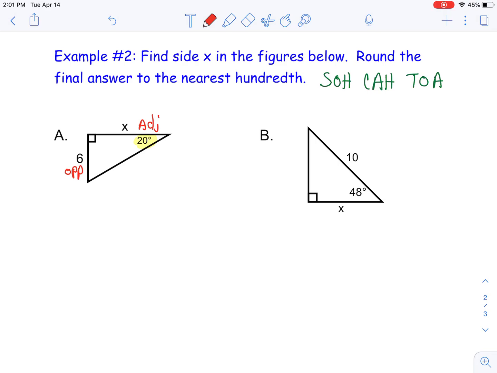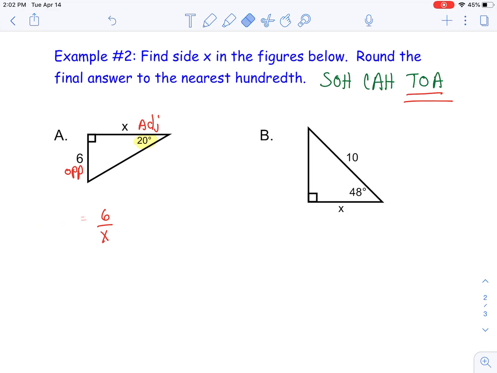And so now I want to look at the things that I have labeled, and I want to say which of the trig ratios uses adjacent and opposite. So that would be tangent. So I can write out an equation here. Tan of 20 degrees is equal to 6 over x. So I've set up an equation.